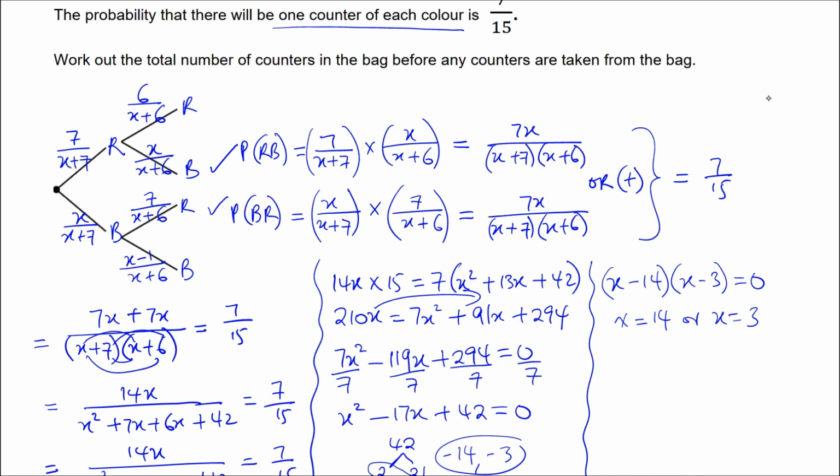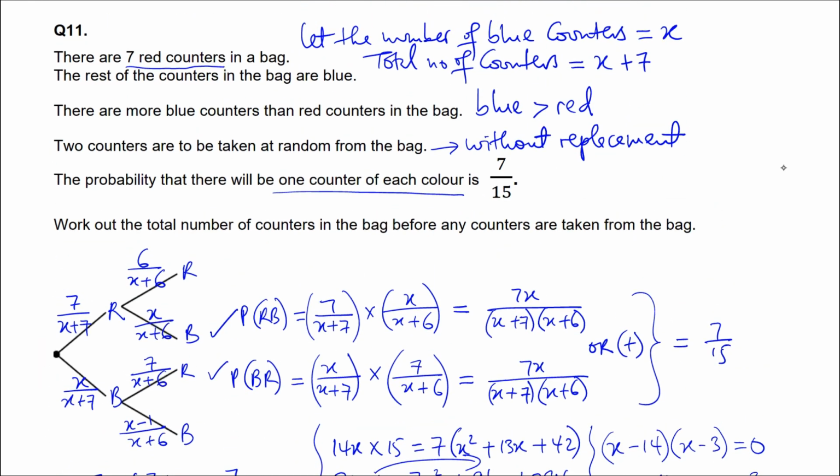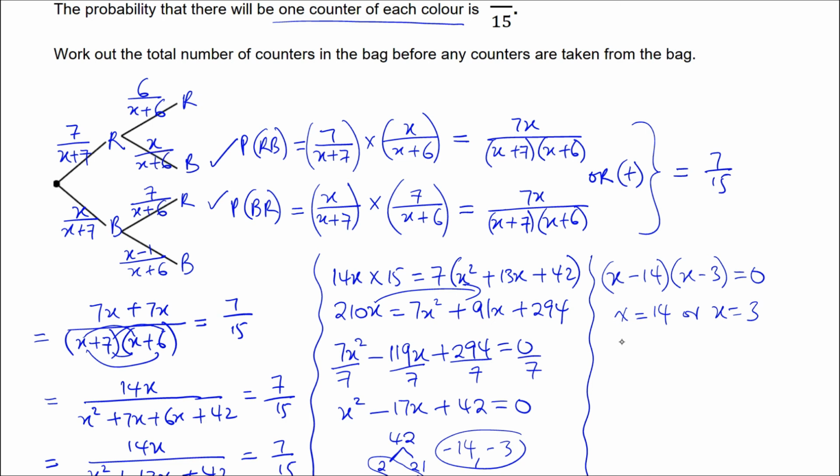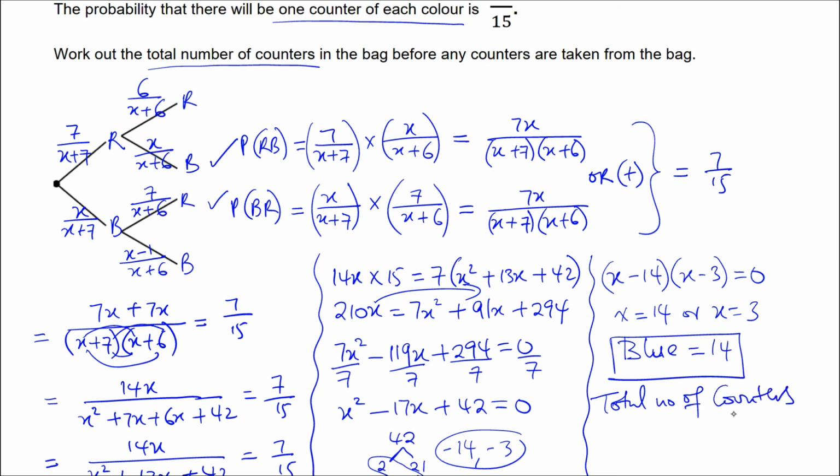But if you go back to the question, it states that there are 7 red counters and the number of blue is greater than red, which means the number of blue should be greater than 7. So the blue counters will be equal to 14. And the question is asking for the total number of counters. So the total number of counters will be equal to 14 plus 7, which is equal to 21.